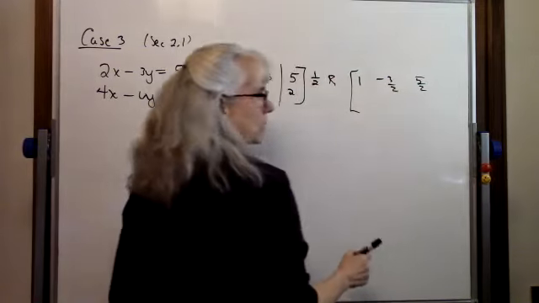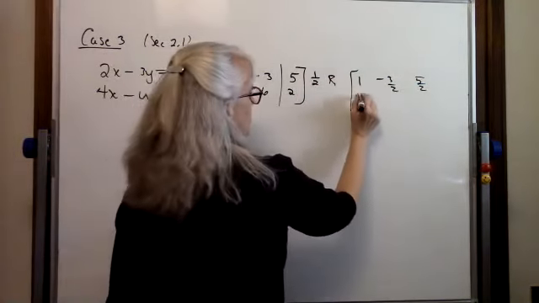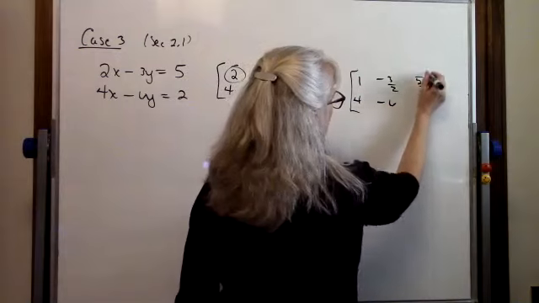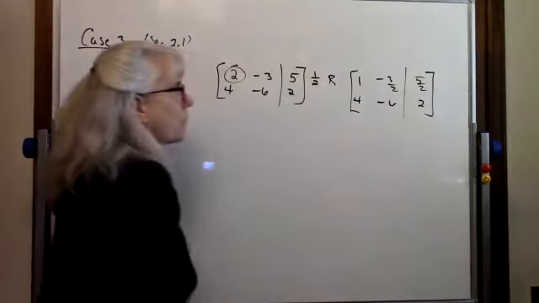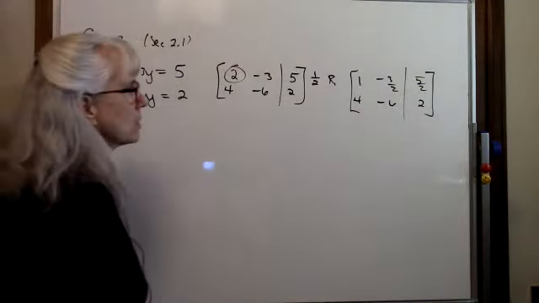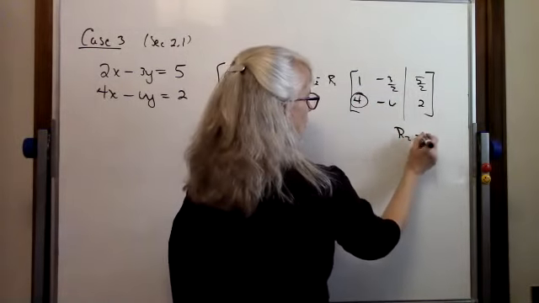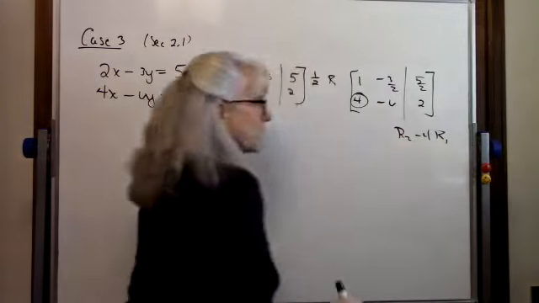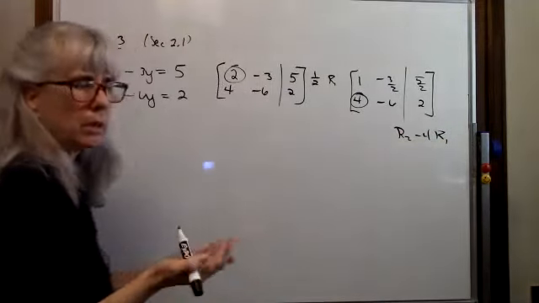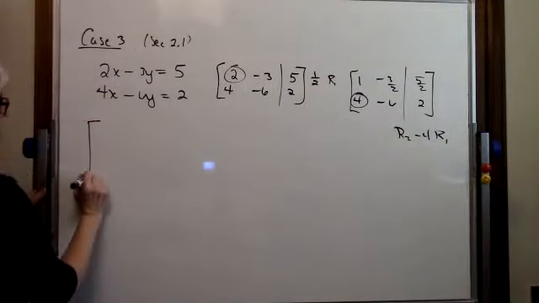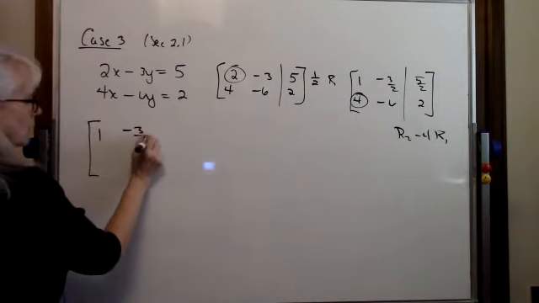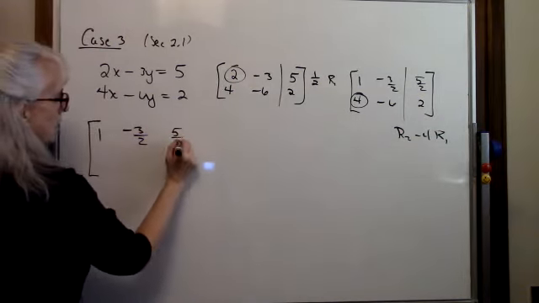I know you're cringing because we're at fractions again. Copy the bottom row because we're not manipulating it. Now I need to come in and get a 0 where the 4 is. So to do that, we're going to take row 2 minus 4 times row 1. And by now I'm hoping you're a little bit more comfortable manipulating these matrices. So 1, negative 3 halves, 5 halves.